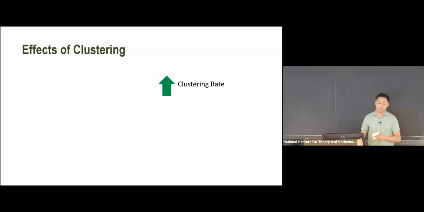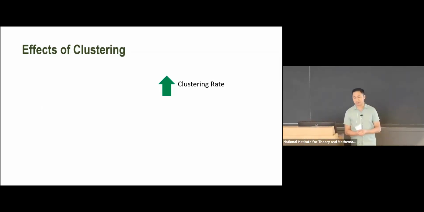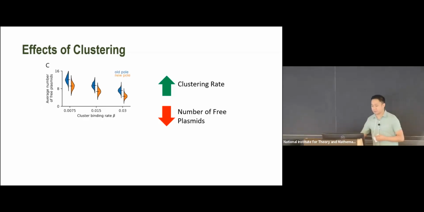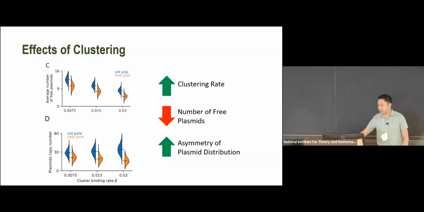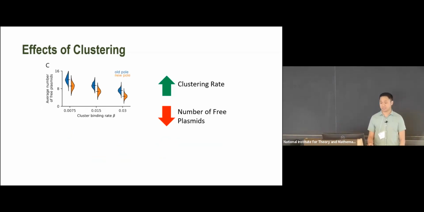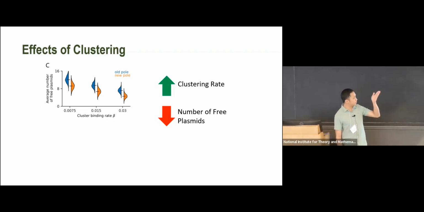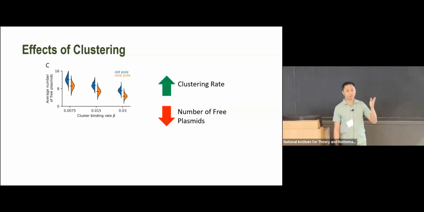Next, we try to look at what happens when we increase the clustering rate. If we do so, the first thing you would notice is that the number of free plasmids decreases. From left to right, that is increasing the cluster binding rate, which we call beta. In the old pole and the new pole, you would see a decrease in the mean and the overall distribution.